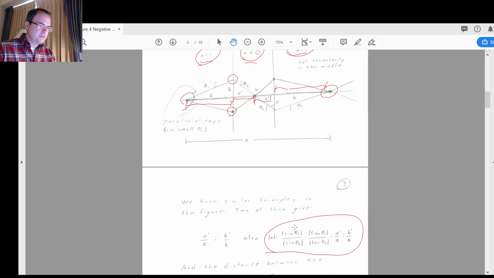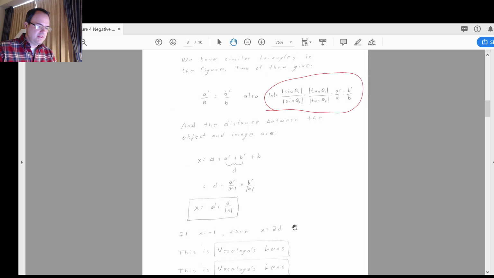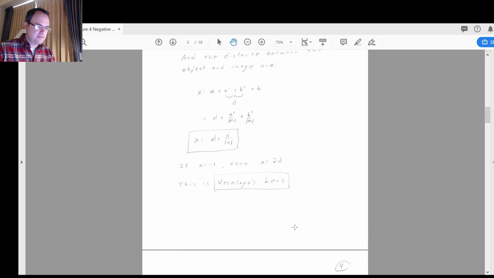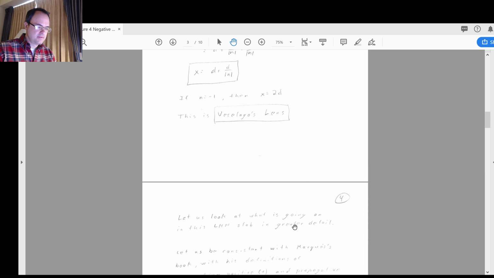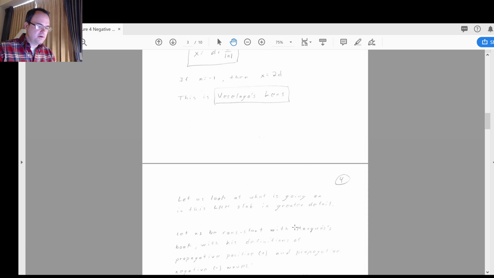But only for the propagating waves. He hasn't said anything about the evanescent waves. So for that, we have to go into a little bit more detail.